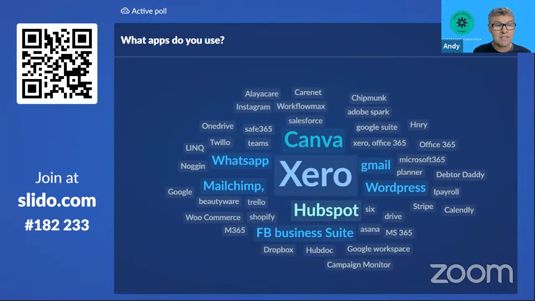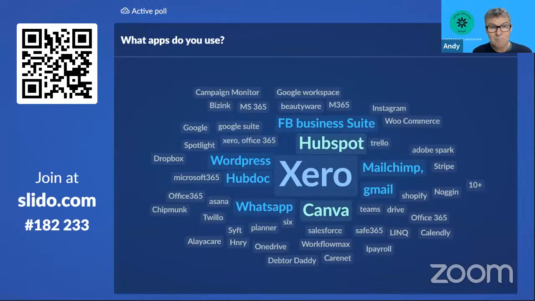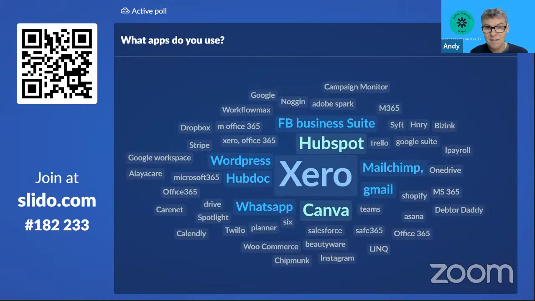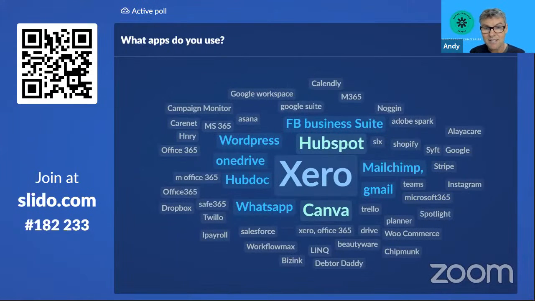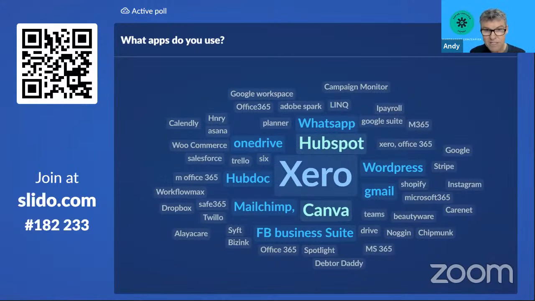Okay, so here are the answers that have come through around the apps. We can just see by the weighting here that Xero is the most commonly answered, and we've got lots of Canva and HubSpot and MailChimp, lots of Facebook Business Suite. I like seeing the Henry up there too. We just had those guys on, and this is quite cool.